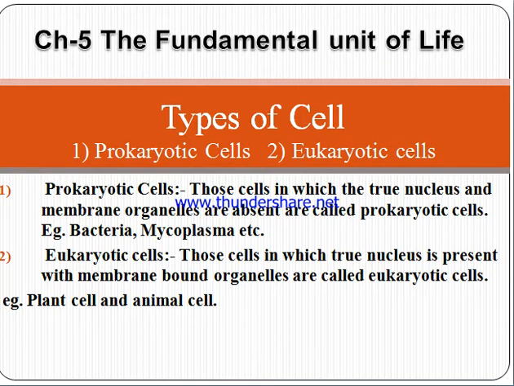Next we come to the classification of cells, generally based on the nucleus. They are of two types: one is the prokaryotic cell, the other is the eukaryotic cell. In prokaryotic cells, the true nucleus and membrane-bound organelles are absent, for example bacteria and mycoplasma. But in eukaryotic cells, the true nucleus is present with a membrane.